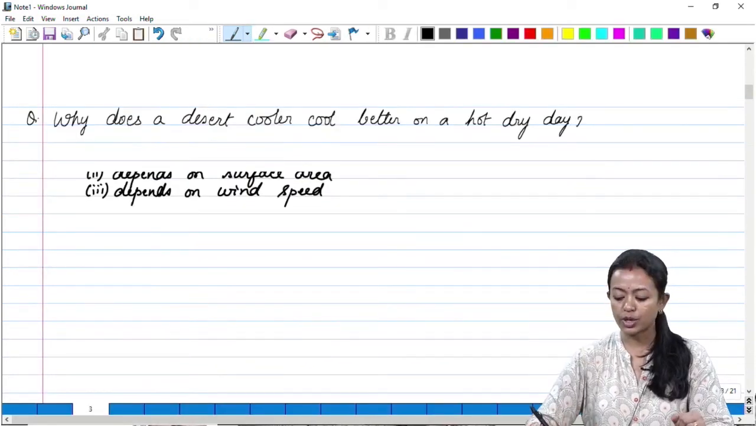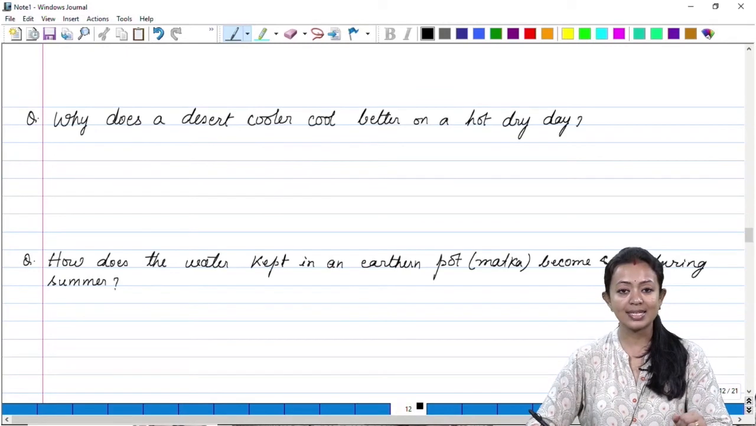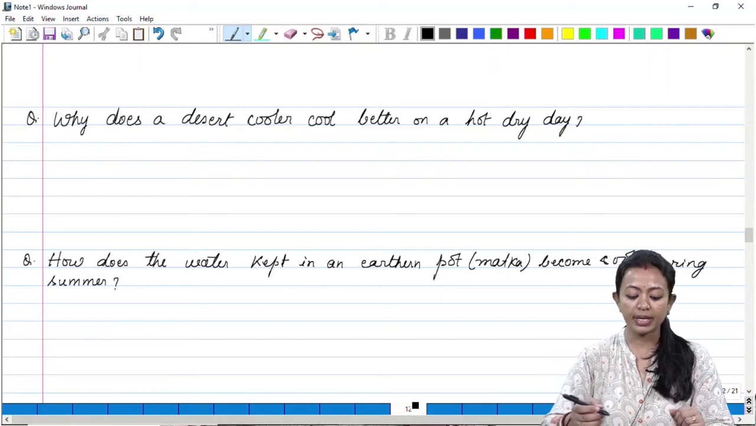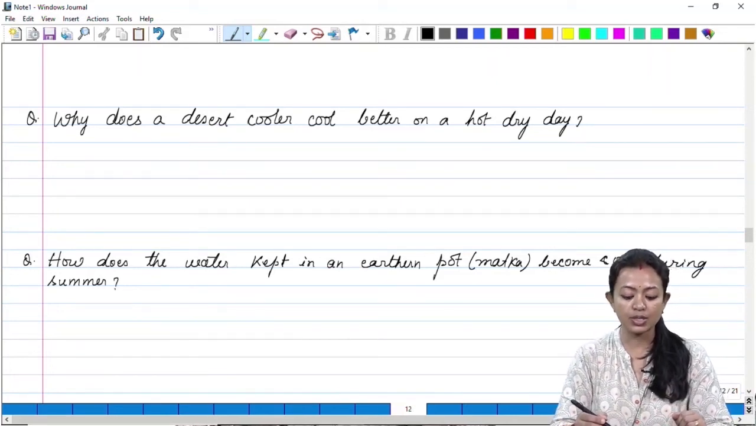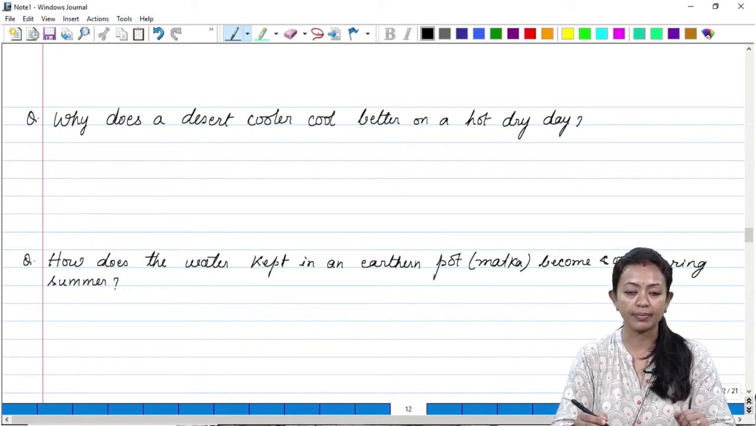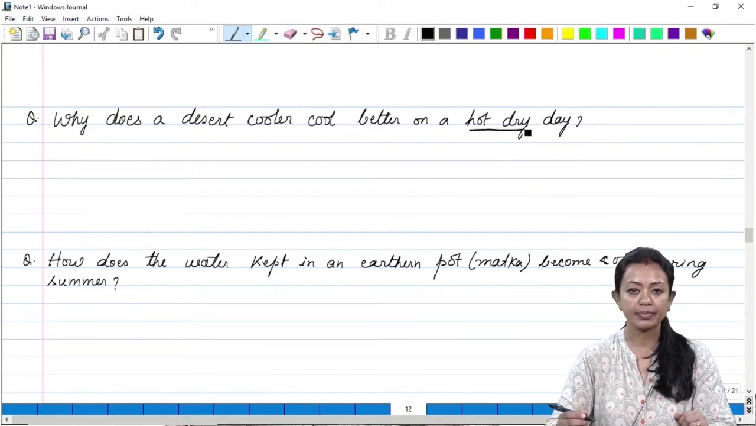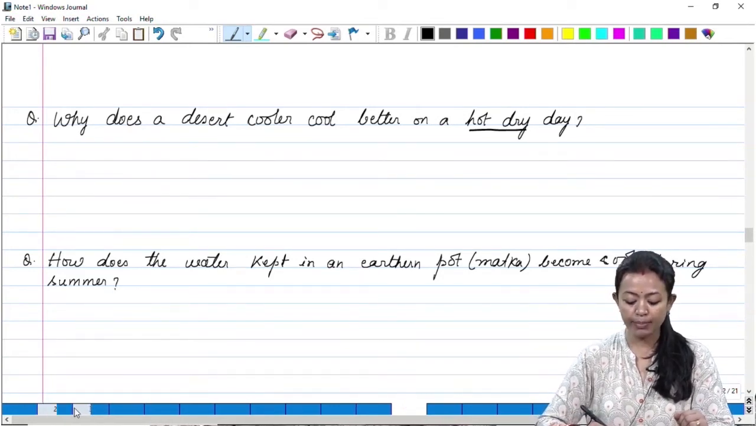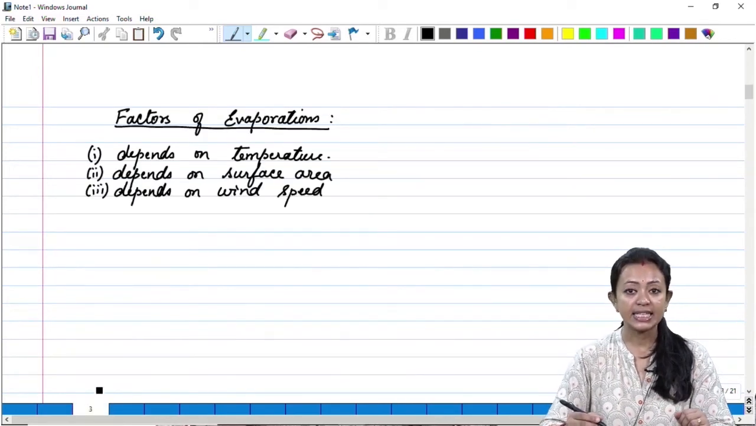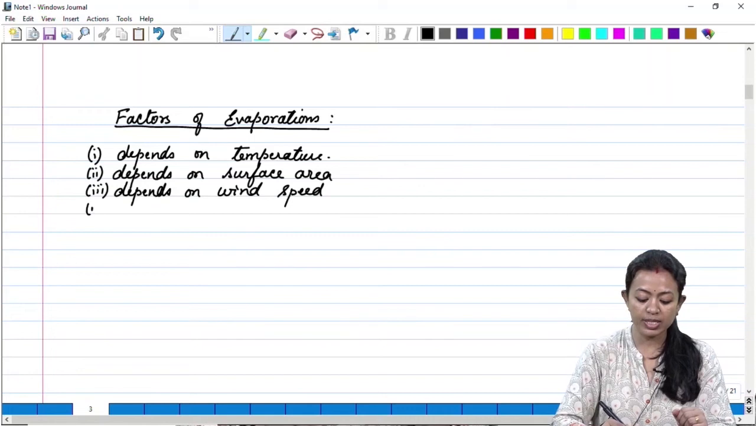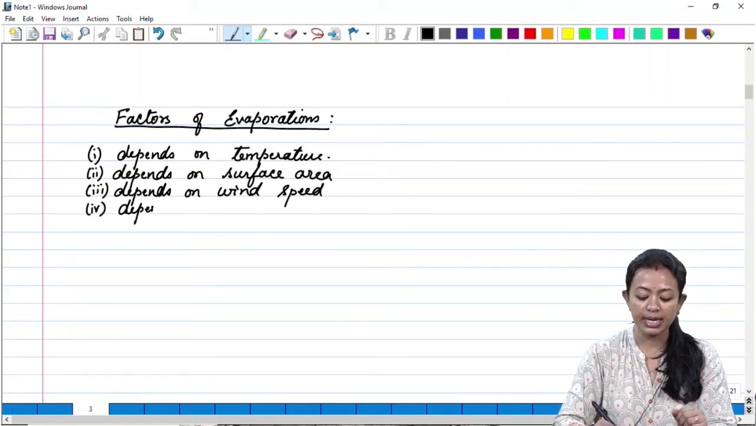Now let us carry forward all of these into understanding and applying them for solving certain questions. For example, we have the first question: why does a desert cooler cool better on a hot dry day? Now you need to understand that there are two things in this matter. One is, it is a hot dry day. That means the level of humidity is very less, because it is also an important factor in deciding the rate of evaporation. So we can also say that the fourth concept is that it depends on the humidity level.